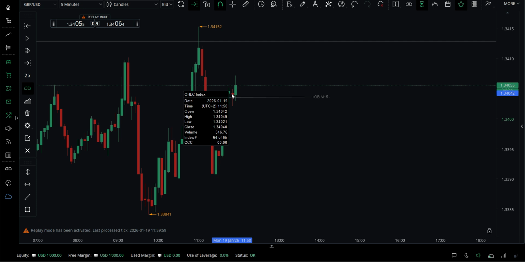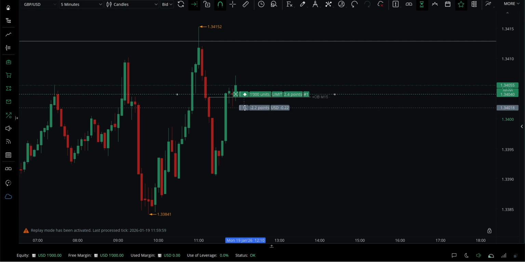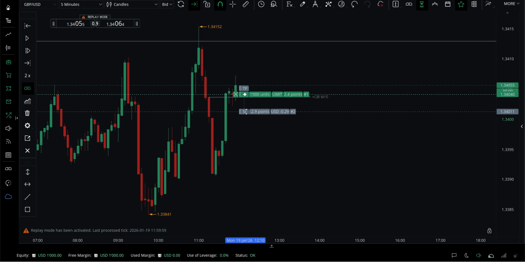The opening price comes in at 1.34042. It closes at 1.34040 with a low of 1.34021 and a high of 1.34049. We are going to place a limit order at 1.34040, set our stop loss below the low of that bullish order block. You set it at 1.34010, which is about 3 pips away.